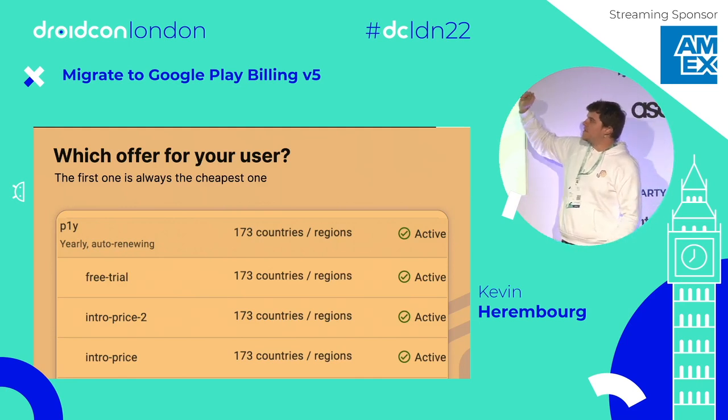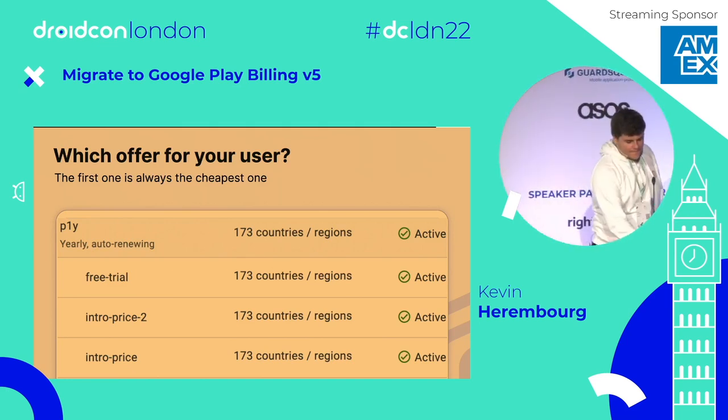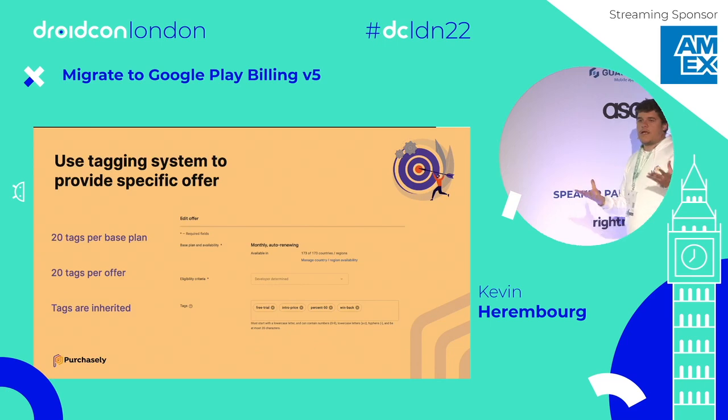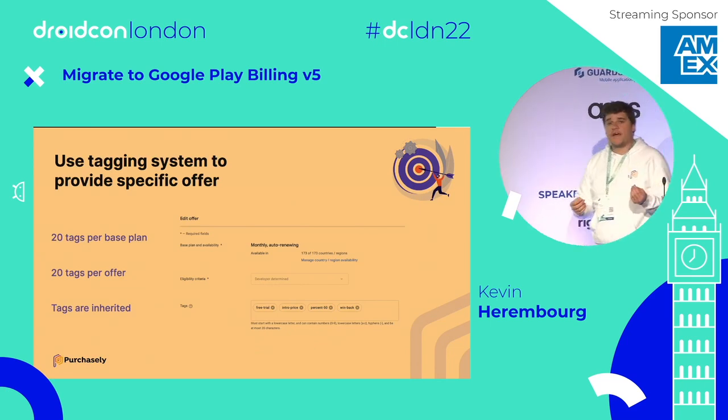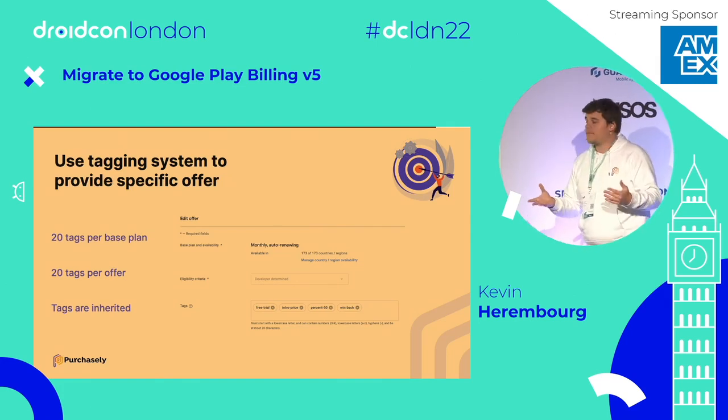So my user, if he is eligible for a free trial, is going to have this, or this if he's not, and then this, et cetera, et cetera. So by default, what you can do to easily integrate Google Play Billing v5 is just say, the first offer available for my user, I'm going to display it to him and make him purchase this one.